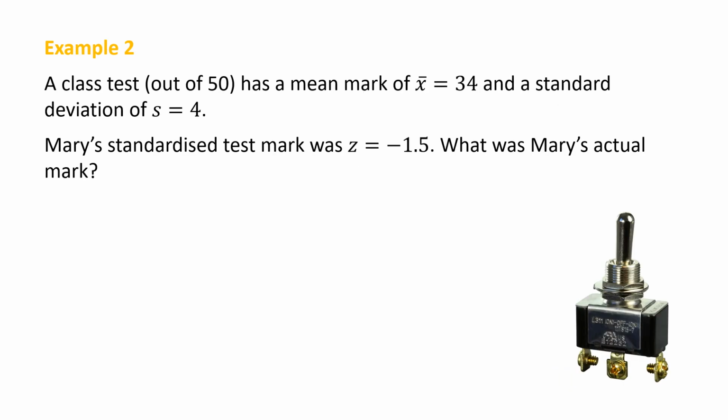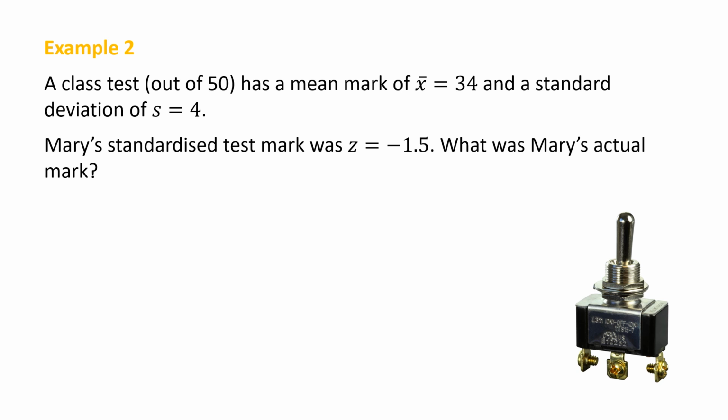Example 2. There was a class test out of 50 and it had a mean mark of x bar equal to 34 and a standard deviation of s equal to 4. So they're using s here for standard deviation rather than sigma, but it doesn't make any difference. Mary's standardized test mark was z equals negative 1.5 and we want to know what was Mary's actual mark.